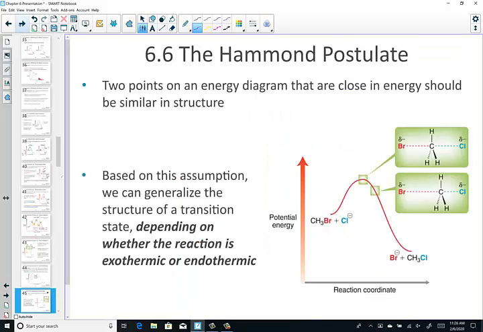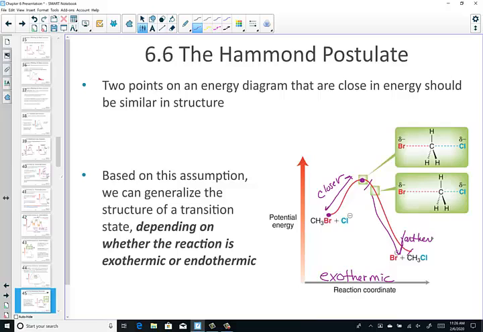There's 2 points on an energy diagram that are close in energy, and they should be considered very similar in structure. Notice in an exothermic process, such as this diagram, the top of the energy barrier is closest to the reactants as compared to the products. These are farther away. And what we're suggesting is the closer the energy barrier is to one side or the other, reactants or products, that means that it's going to resemble the reactants or the products more.